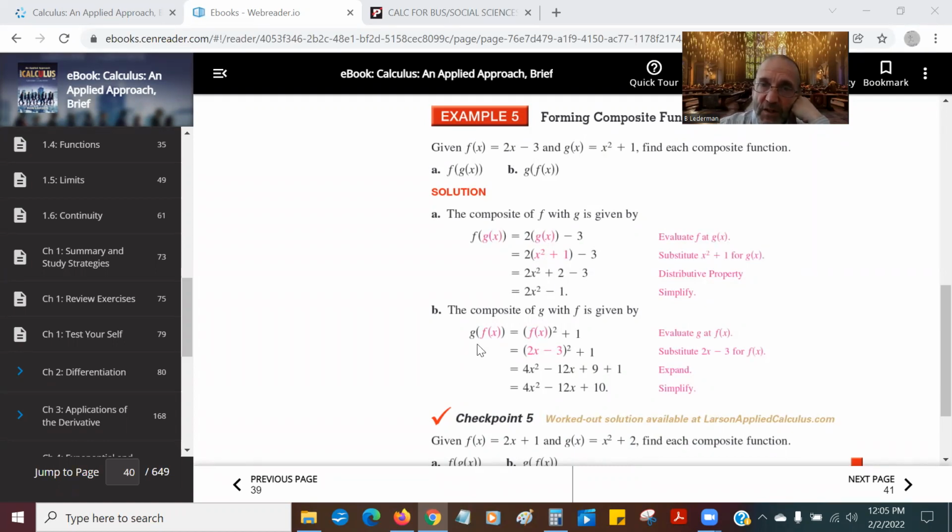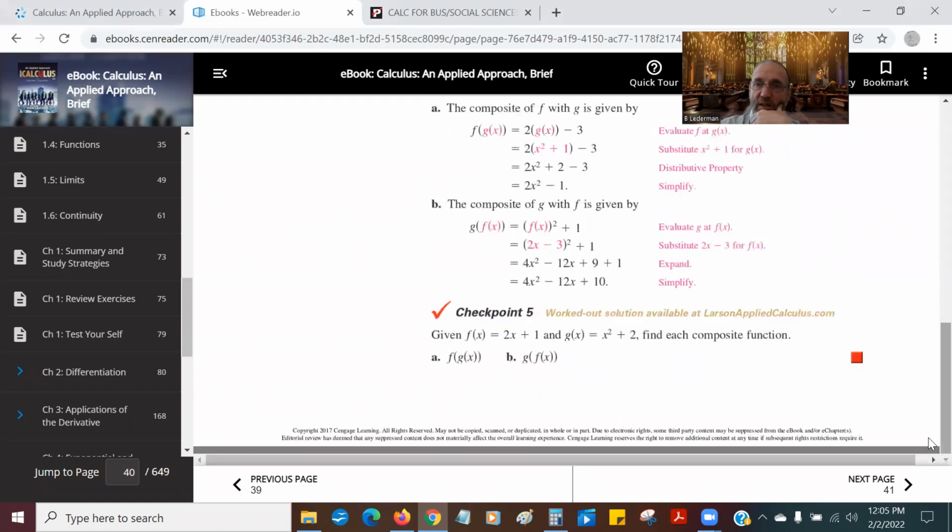Now for the other direction, g of f of x, so I'm taking f of x, I'm sticking that into x squared plus 1, so it's f of x squared plus 1, which is 2x minus 3 squared plus 1, because that's what f is, 2x minus 3. I FOIL that out, combine, simplify, and I get 4x squared minus 12x plus 10, and that is the story. So notice you get a different answer.